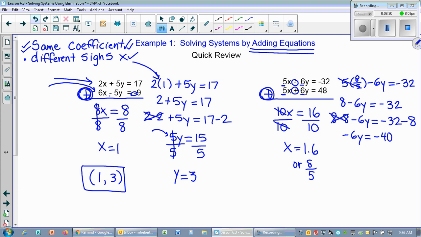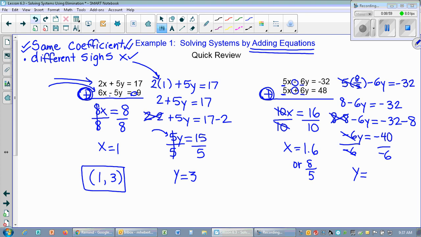We'll now divide each side by negative 6 to isolate the variable and get just a single 1y. Negative divided by negative is, that's right, a positive. So 40 divided by 6 would give me a repeating decimal, and we cannot write repeating decimals as solutions. We have to either round them or leave them as simplified fractions. For this lesson, we're going to leave them as a simplified fraction.